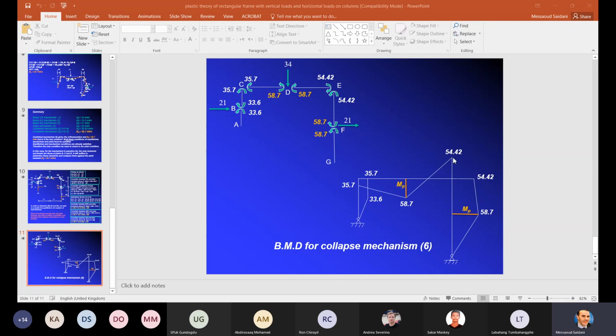Finally, on this side, for this column, we have a moment of 54.2 on the outside because the tension is there. Tension is here. So we have 54.2, and then we have tension on the outside, so we have 58.7. And finally, at G, we have zero moment, and you join the points together. And that's the bending moment diagram for this column. And therefore, this is the bending moment diagram for the frame. Is it clear, or is there any aspect not clear?